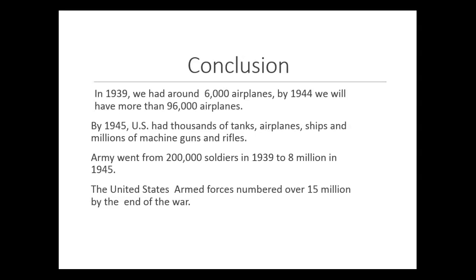The United States entered the war in a crippling economic depression and with a decimated fleet after Pearl Harbor. In 1939, the U.S. had around 6,000 airplanes. By 1944, the U.S. would have more than 96,000 airplanes. By 1945, the U.S. had thousands of tanks, airplanes, ships, and millions of machine guns and rifles.